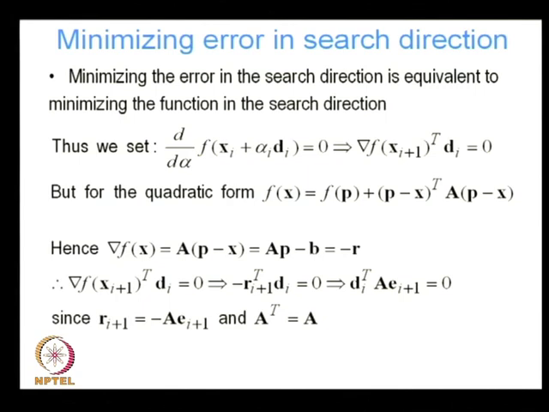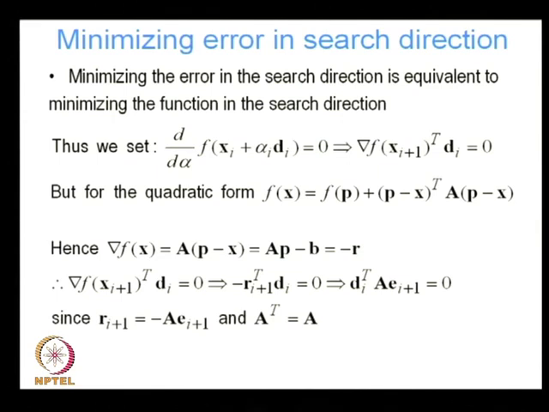So, minimizing the error in the search direction is equivalent to minimizing the function in the search direction, right. Basically we want to minimize the function in order to minimize the error, because what we are interested in doing is finding the minimum of the function. So, if we minimize the function in that direction, we are also minimizing the error in that direction, right, because our purpose is to minimize the function f. So, we want to minimize that function in the di direction.